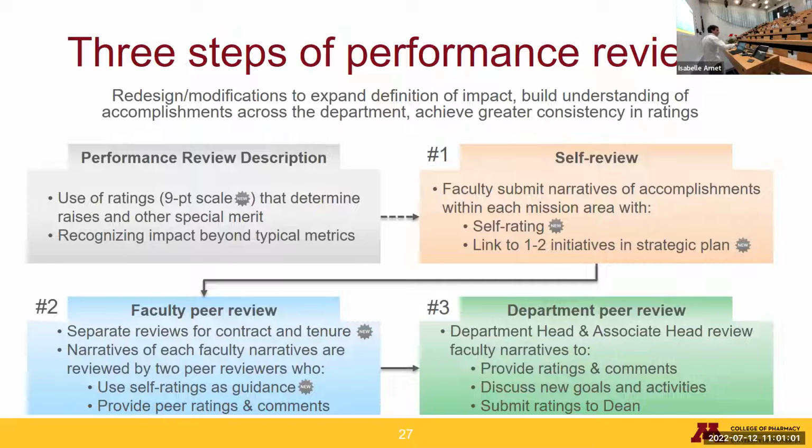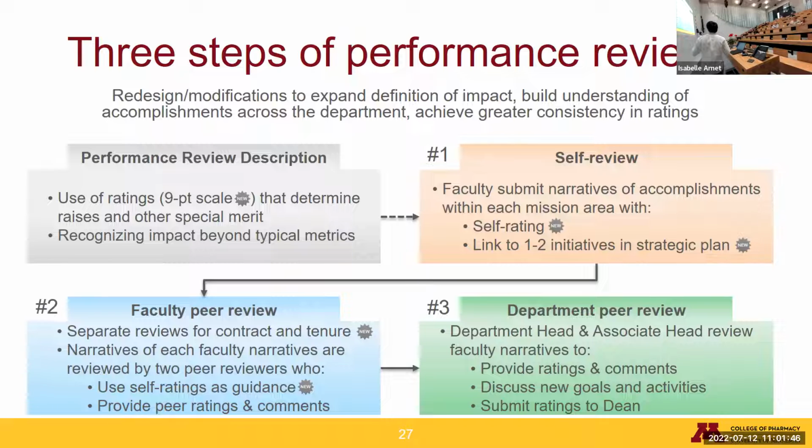These are the activities of the performance review. There was a description about the performance review. The ratings were provided on a 9-point scale because that was a college decision. The first step, as I mentioned, is the self-review. Basically, each faculty writes narratives of their annual accomplishments. They self-rate themselves, and then they describe one or two links between their activities and the College of Pharmacy goals with the strategic plan.